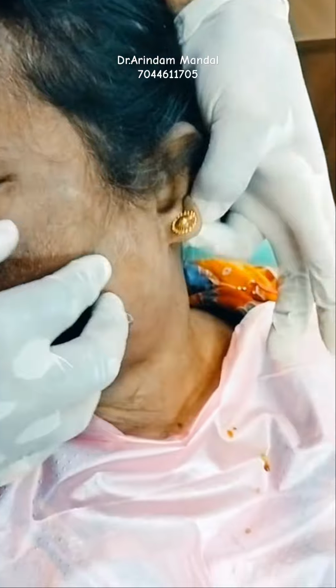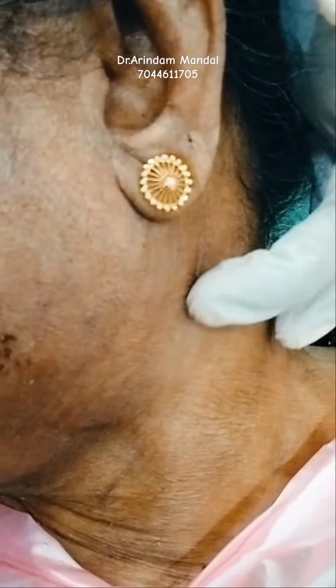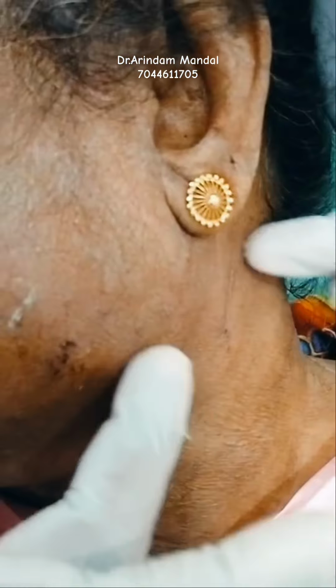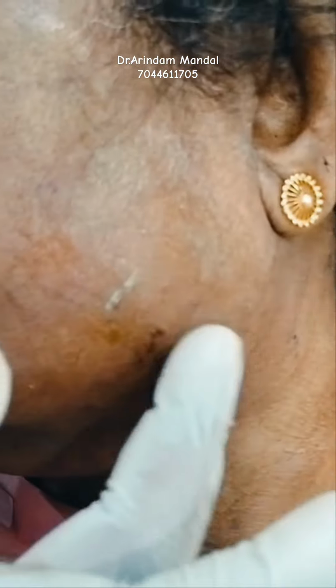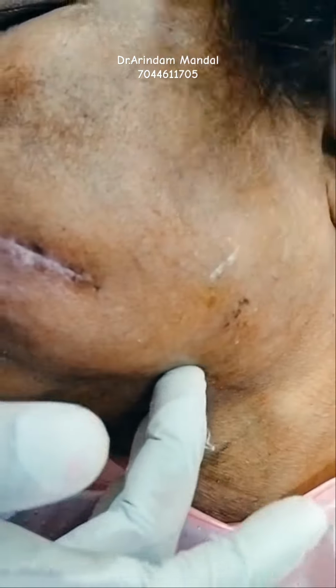This was the area from which we accessed the submasseteric space. As you can see, it has closed up itself very nicely. If I press this, there is no more discharge or anything coming from here. There was a drain which was removed on post-operative day 3.